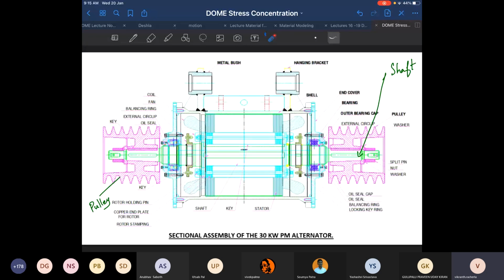So you first insert the pulley from the side, and then you place a washer, and after that you place a nut and tighten the nut. What will the tightening of the nut do?